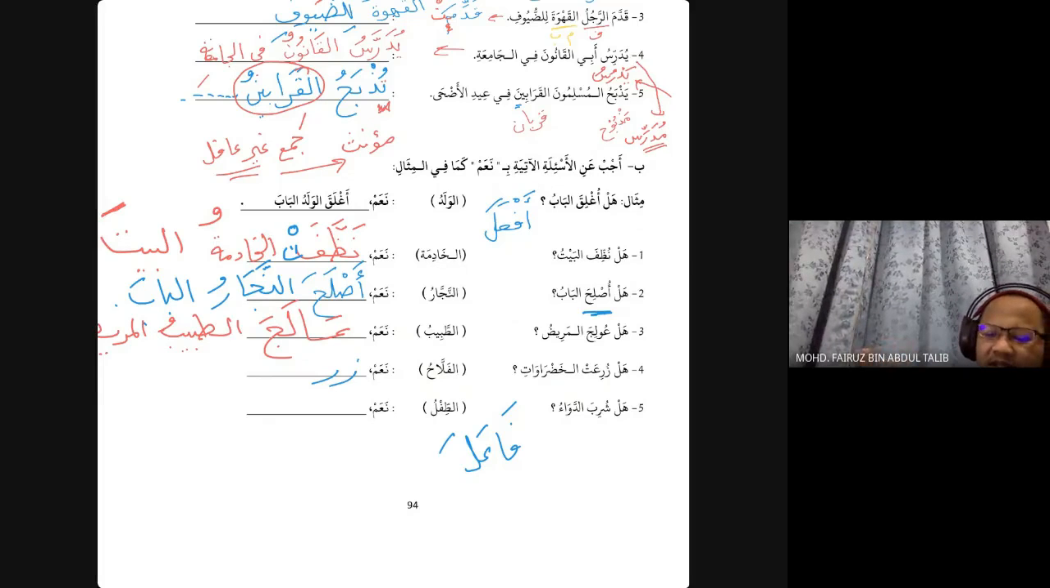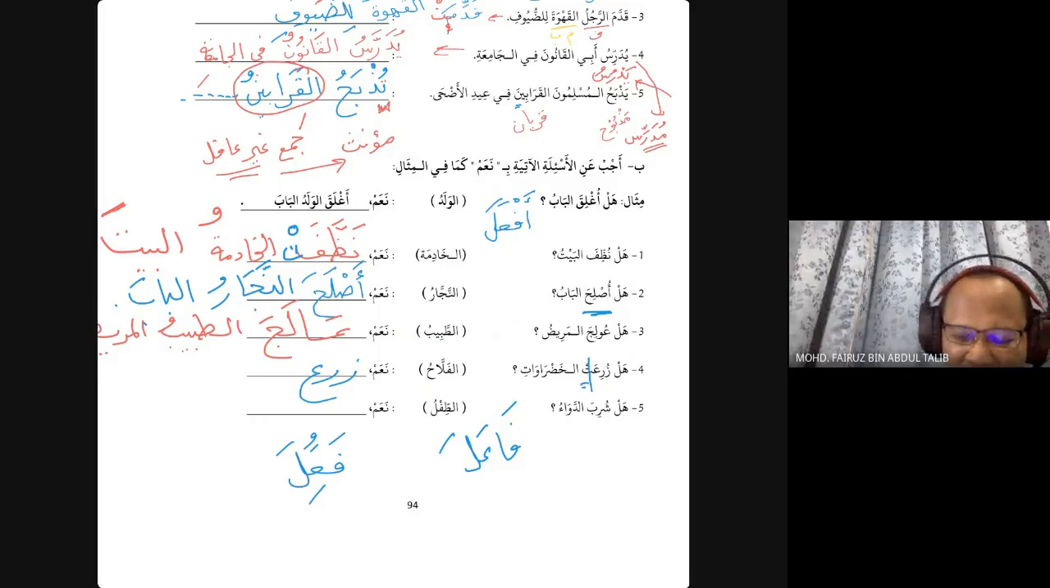How many letters is this? A 3-letter fi'il, because the ta is for mu'annas, so you can remove the ta. It is zai, ra, ain. But the question is, how do you read this word? If you refer to the wazan fa, ain, lam, you will see three wazan: either fa'ala, fa'ula, or fa'ila. So it could be either zara'a, zaru'a, or zari'a. But which one is the correct one?